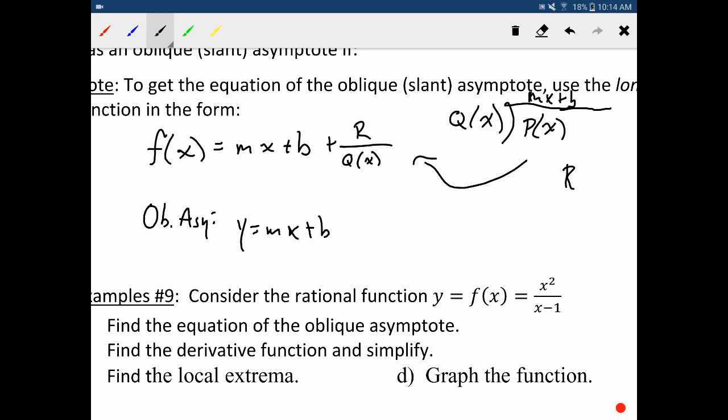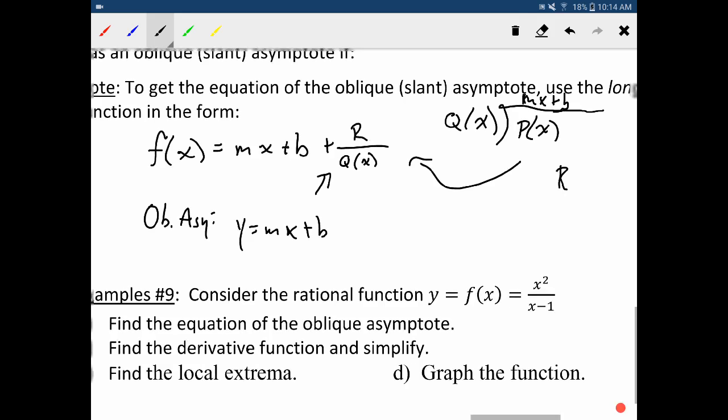And you can just ignore this part here. And the reason you can ignore that is because as the limit approaches infinity, because this r is just a number, it should be approaching 0, whether the q of x is approaching positive infinity or negative infinity. It doesn't matter. That part of it will just approach 0. Okay? So that was a lot shorter than the last 2.